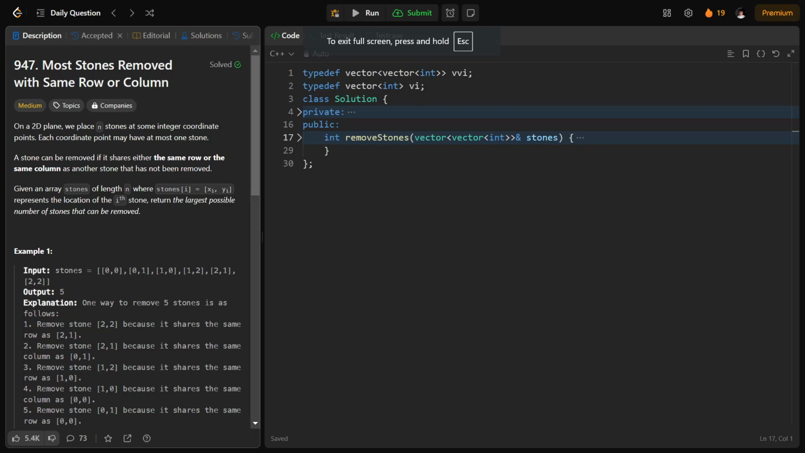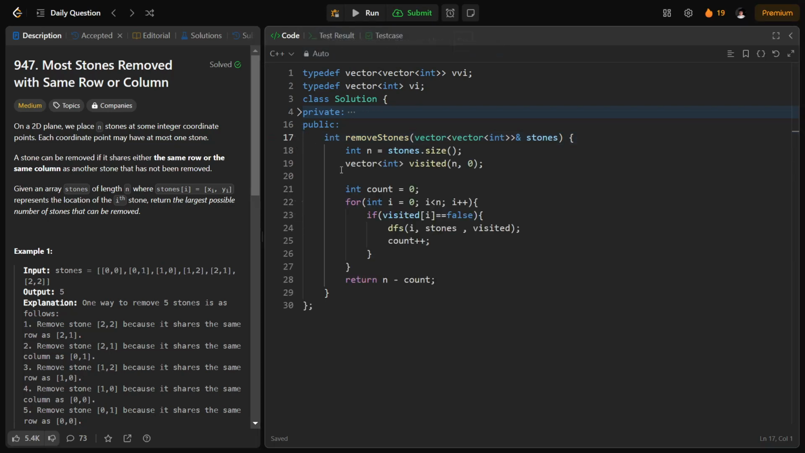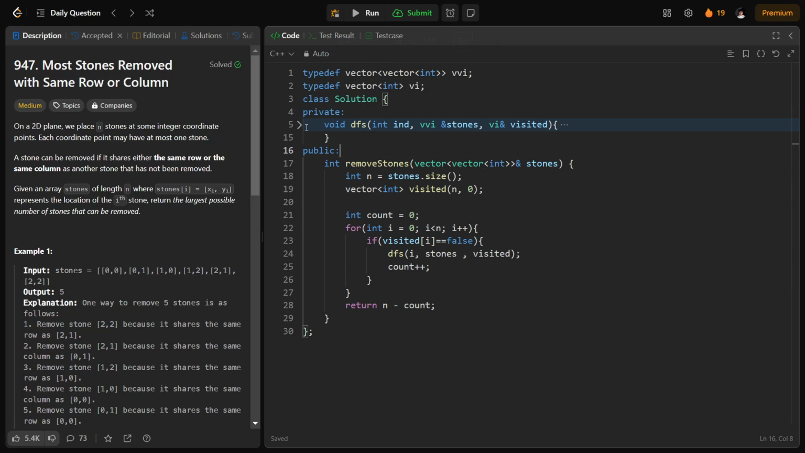Now if you see, we have this function removeStones, and I create a visited array, and then I get n as the number of stones. I create a counter for the number of islands, and as long as a stone's visited is false, I do a DFS traversal, and whenever I come out of it I increase the value of the number of islands, and in the end we just return n minus count. Now how do we actually do this, right?